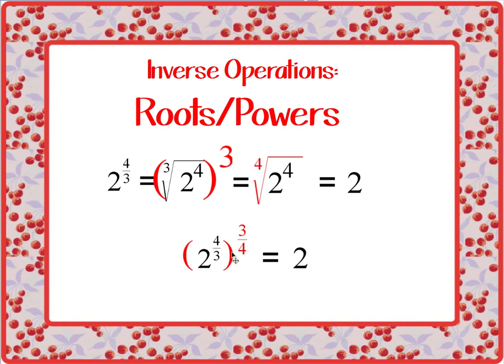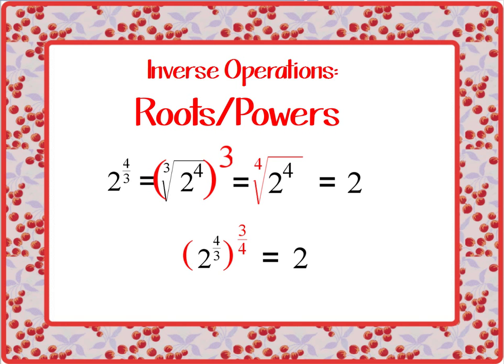I can also look at the properties of exponents, right? 1 base, 2 powers. I multiply those powers together and I would get 12 over 12. 12 over 12 is just 1. So I would get 2 to the 1st power, which is the same as 2.